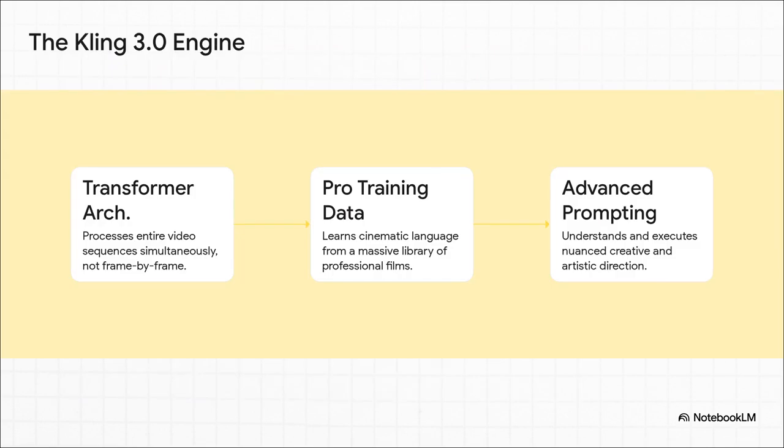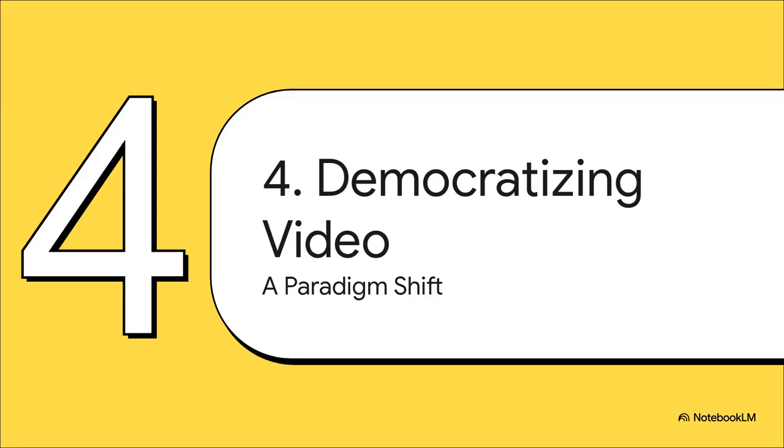So how'd they do it? It really comes down to a three-part recipe. First, it uses something called a transformer-based architecture. All you need to know is that this allows it to see the entire video at once, not just one frame after another. Second, it was trained on a colossal amount of professional film, so it learned what good storytelling looks like. And third, its prompting system is so advanced it can understand complex creative directions, almost like you're talking to a human collaborator.